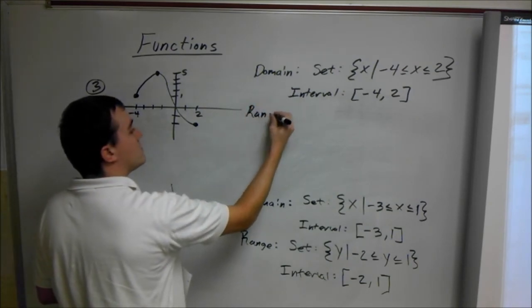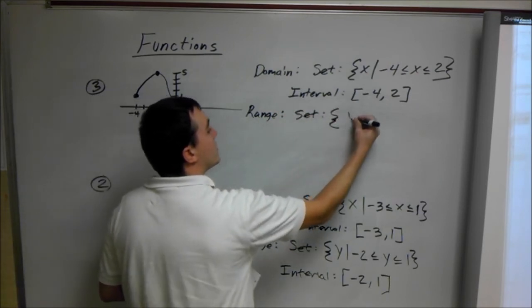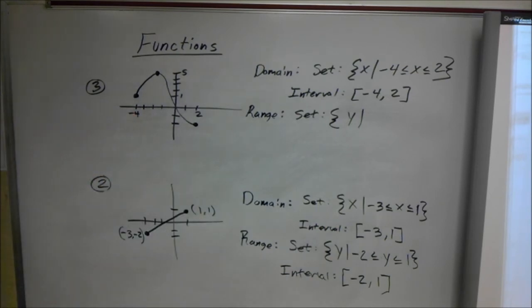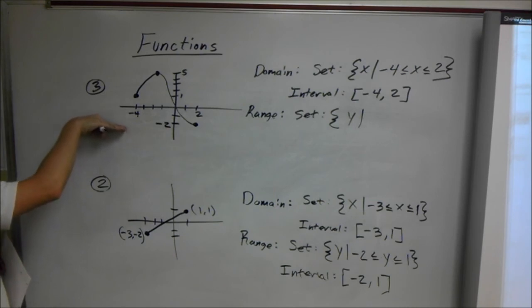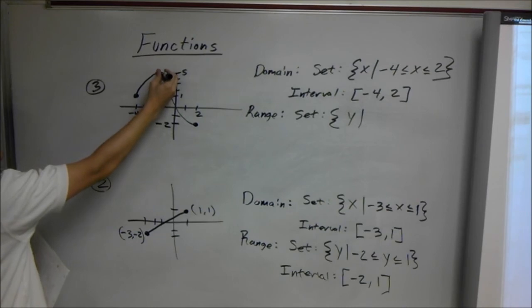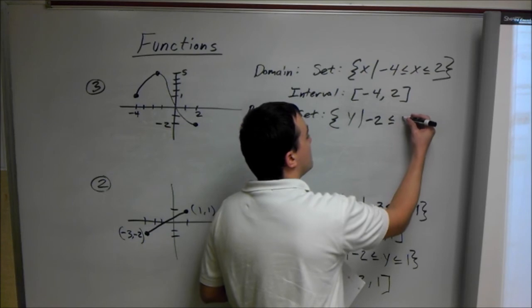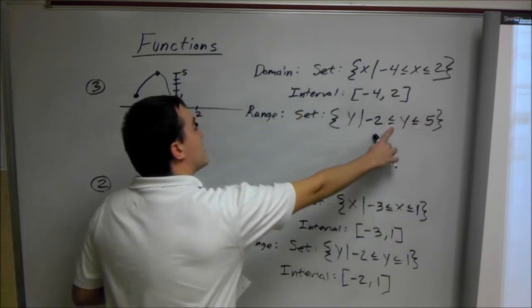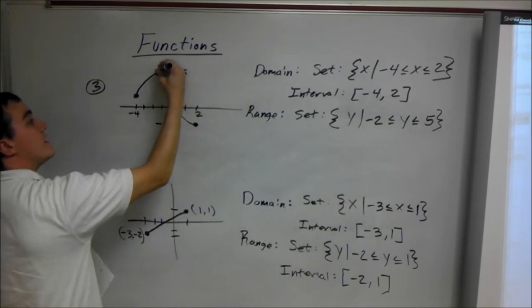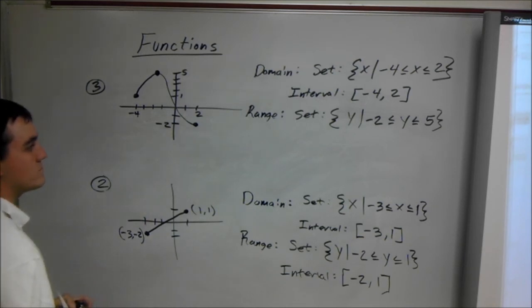Range, very similar. Set notation, we know we're dealing with y because it's range. And we go from the lowest value, which is -2, to the highest y value. It's not here. We have to go all the way up to the very farthest point, 5. So -2 to 5. And I'm using less than or equal to because these hit and they touch it. It's not an open circle. Okay?